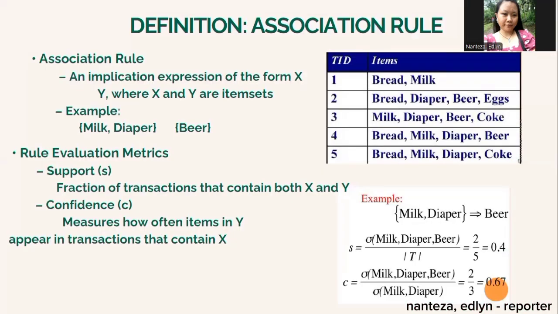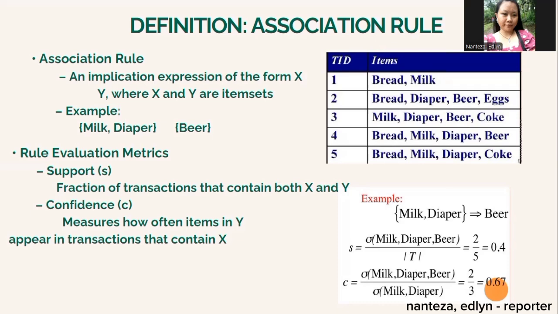Definition: association rule. An association rule is an implication expression of the form X implies Y, where X and Y are item sets. For example, milk, diaper implies beer indicates that if milk and diaper are bought together, beer is likely to be bought as well.